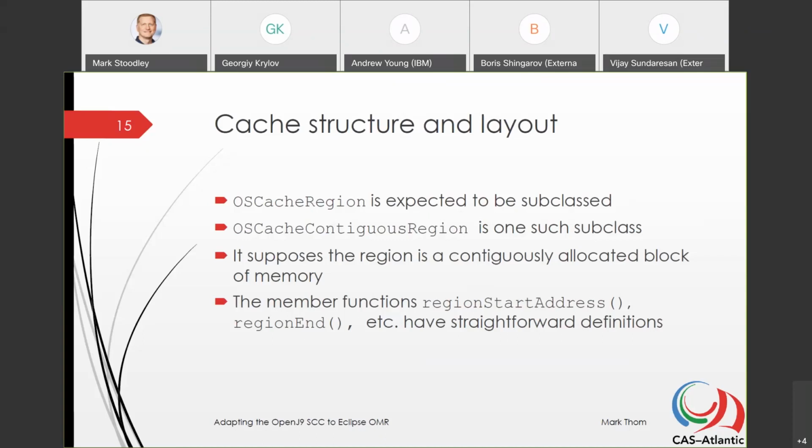The OS Cache region base class tries not to make the assumption that a region is allocated either contiguously or in any other way. It's just a general interface, just that we have this thing and it lies somewhere in memory, and where it's stored and how its contents are distributed throughout memory, we don't really know anything about. So the member functions of OS Cache contiguous region are pretty straightforward, probably exactly what you have in mind. I don't really think I need to talk about those.